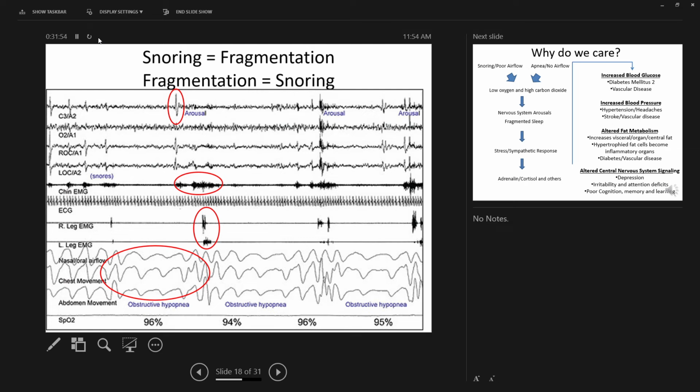So this is just a basic example of what we would see on an epoch if we got to see an arousal caused by a respiratory related problem. In this situation, the respiratory related problem is an obstructive hypopnea.